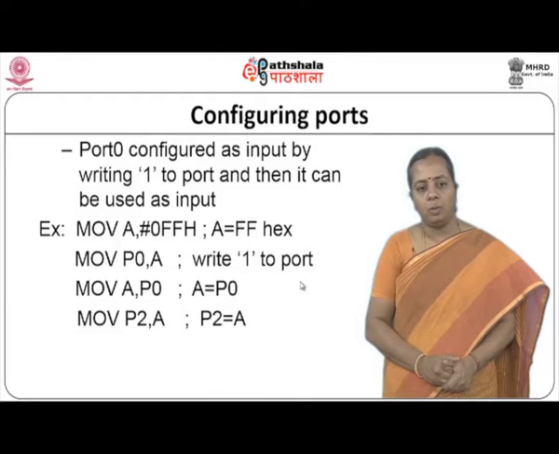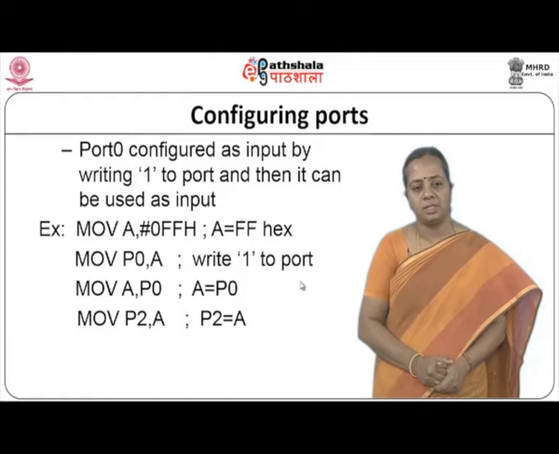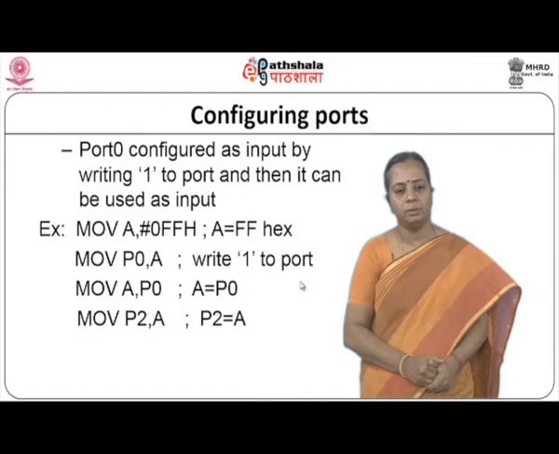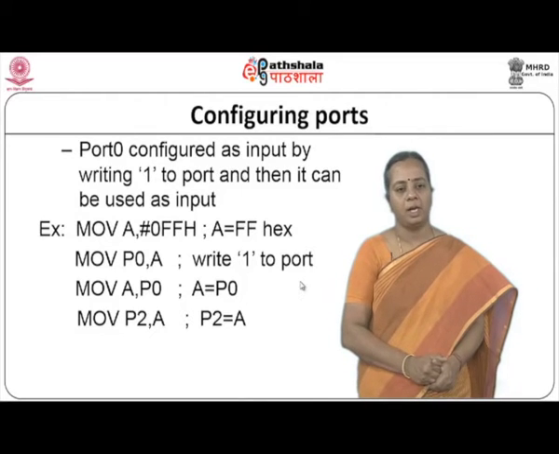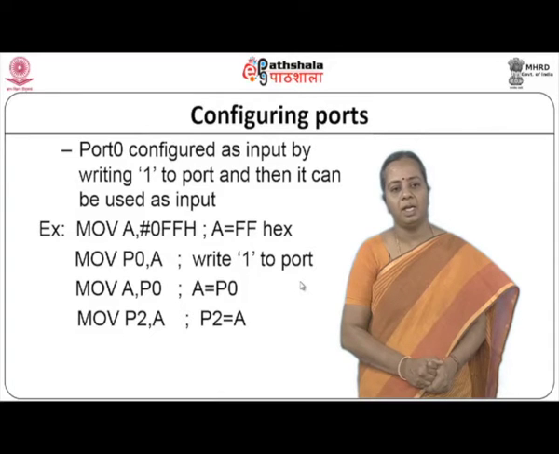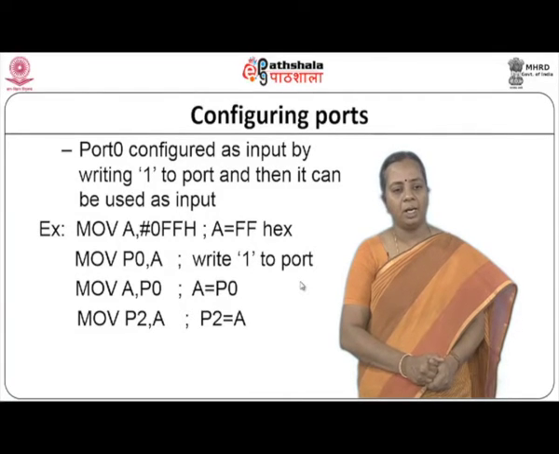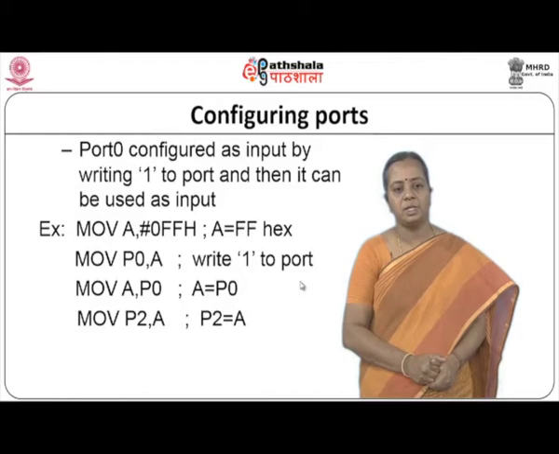Then MOV P0, A, which says I am moving the data from A to P0. Now I am sending this FF to P0, which in turn says that P0 is declared as an input port. Now MOV A, P0: whatever data is available in your P0 will be read and sent to your A register.